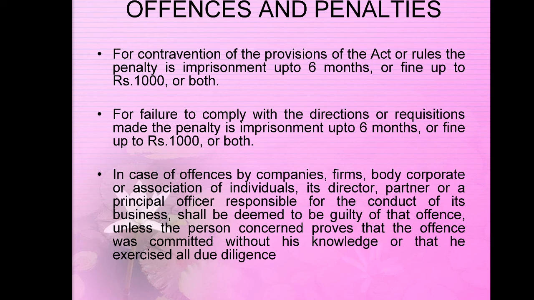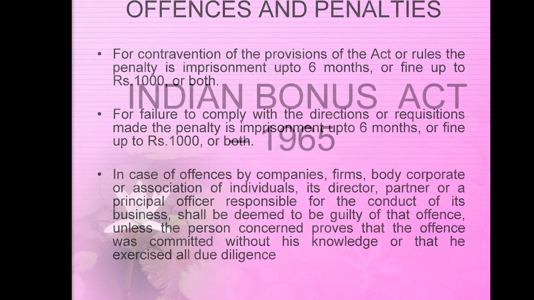And in any case of offences by companies, the firm, body corporate or association of individuals, the director, partner, or principal officer responsible for the conduct of its business for this particular offence, whoever is responsible will be found guilty. Whatever the penalty is, they are the person to pay the penalty, or they should go for imprisonment. This is what this particular section is talking about.